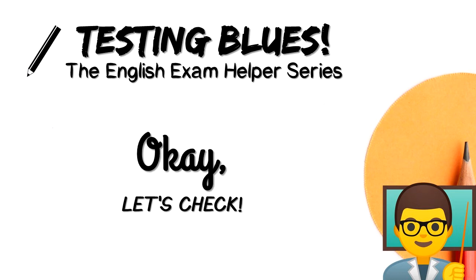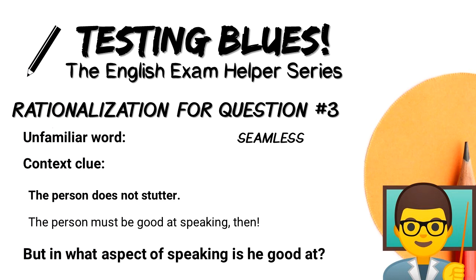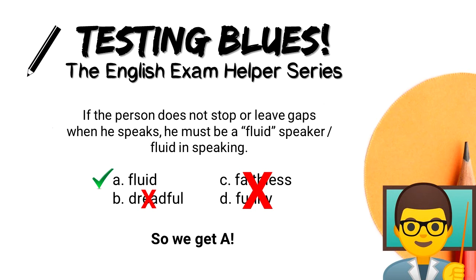Okay, let's check. We can take a hint from the fact that the person does not stutter. The person must be good at speaking then. But in what aspect of speaking is he good at? Let's look at the unfamiliar word, seamless. We see the suffix less, which means without. This is attached to the word seam, which means a stop or a gap. If the person does not stop or leave gaps when he speaks, he must be a fluid speaker. So we get A.